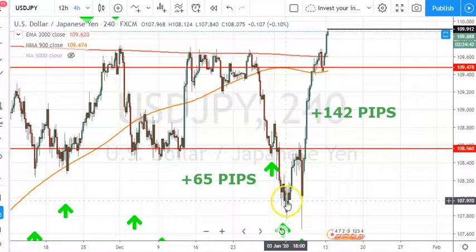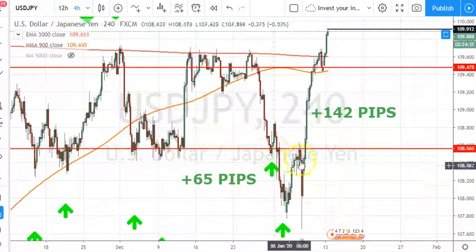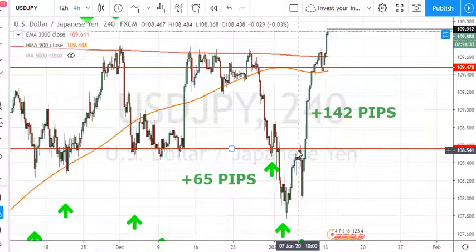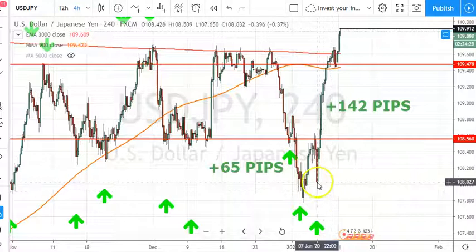You know, why not take profit? It was 65 pips. It's not great, but it's quick profit. You know, why do I want to hold it to get more? And I re-entered. Sorry, this chart. What's going on with this connection?